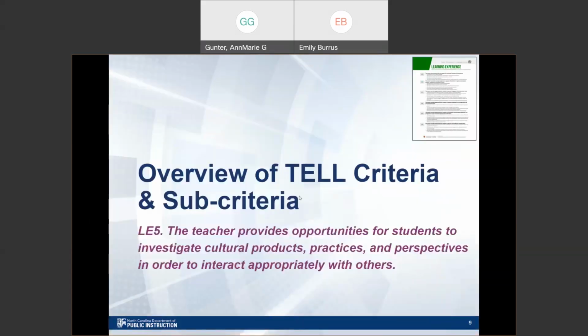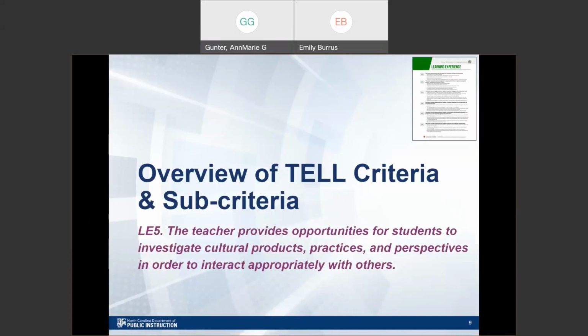All right, so for today, let's take a close look at the TEL criteria you see on the screen. The TEL criteria, or TEL project, Teacher Effectiveness for Language Learning, is a national project that is aligned to national standards as well as world language best practices. And that's why it's good for us to use it in relation to implementing our state standards.